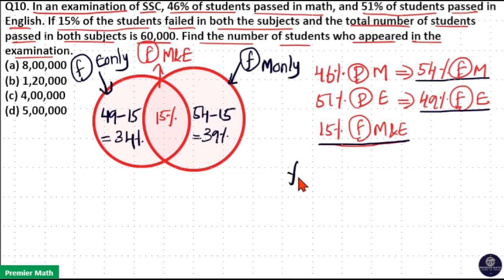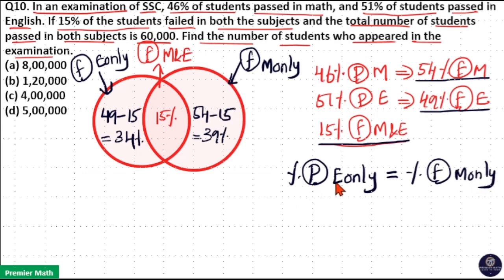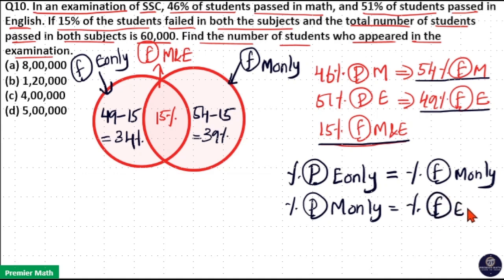Now, the percentage of students who passed English only is equal to the percentage of students who failed maths only. That is, the percentage of students who passed English only is included in the percentage of students who failed maths only. Same way, the percentage of students who passed maths only is equal to the percentage of students who failed English only. That is, the percentage of students who passed maths only is included in the percentage of students who failed English.